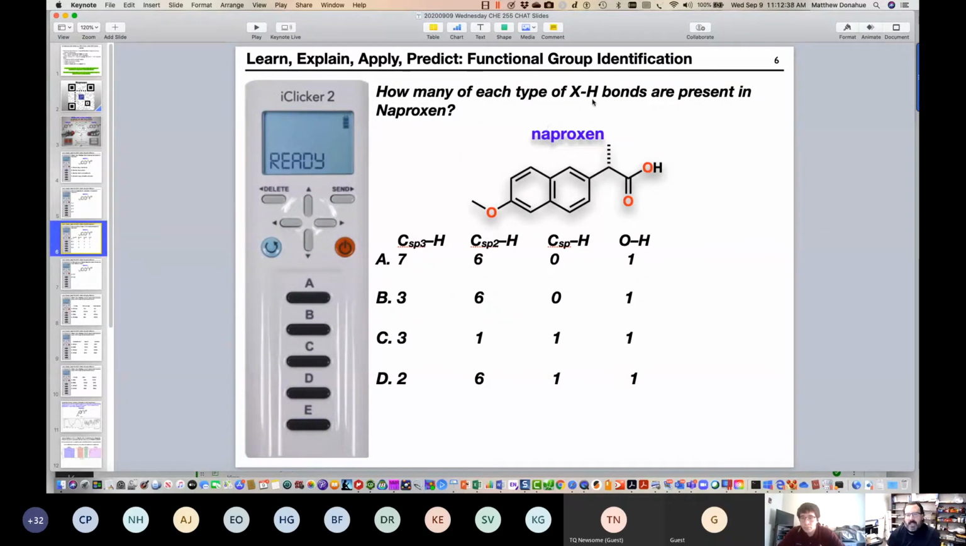How many of each type of XH bonds are present in naproxen? So X is going to change, and then hydrogen. So something bonded to hydrogen. How many carbon sp3 hybridized H bonds, sp2 hybridized carbon, sp hybridized carbon, and then OH. So these are all common. When you're dealing with multiple choice questions, there's sort of a logic you can take. You cannot eliminate any of the answers based on this because they're all the same, right? So there's the OH bond right there. What about these others? And again, it's asking you for types. How many different types of each of those are there?